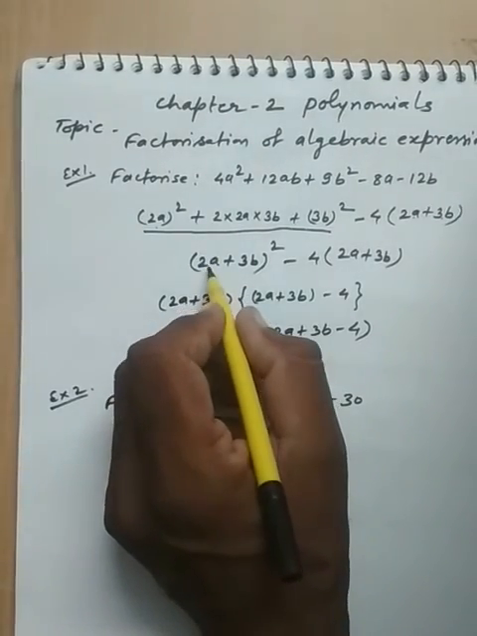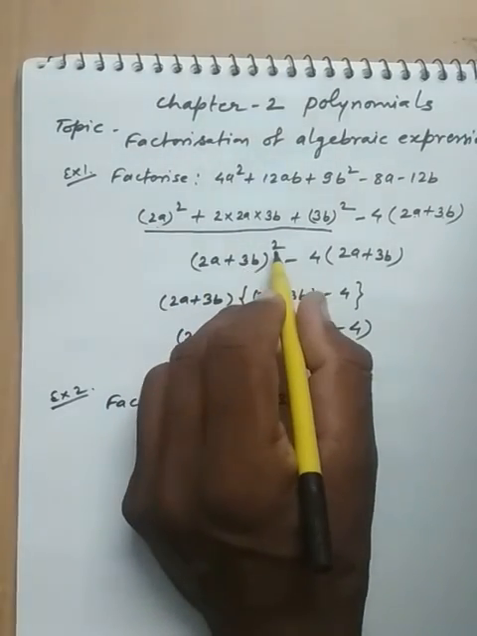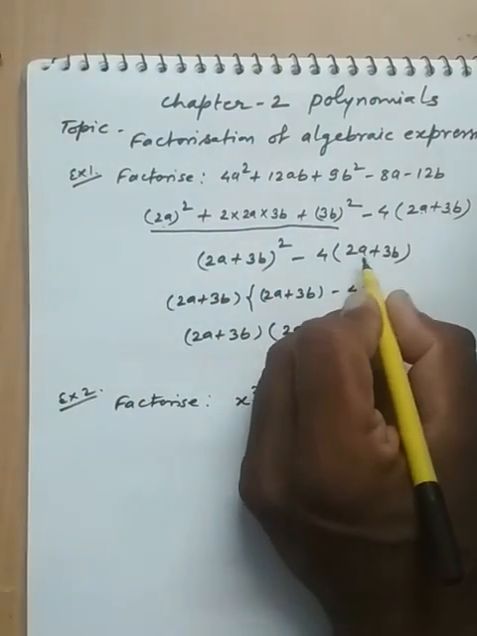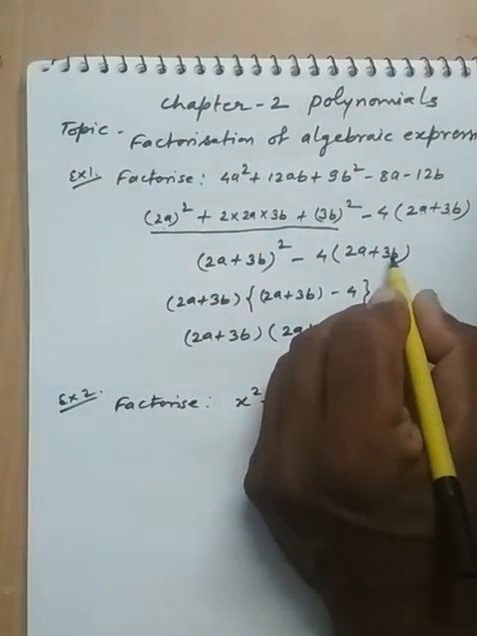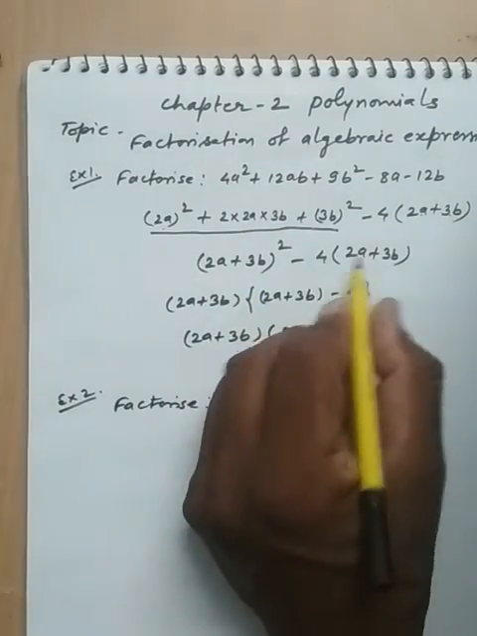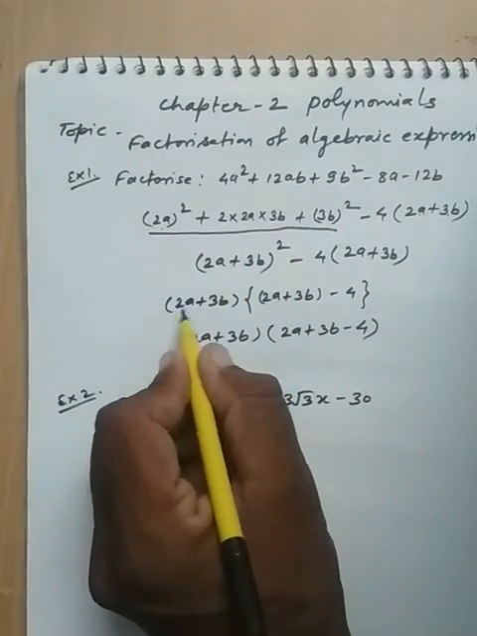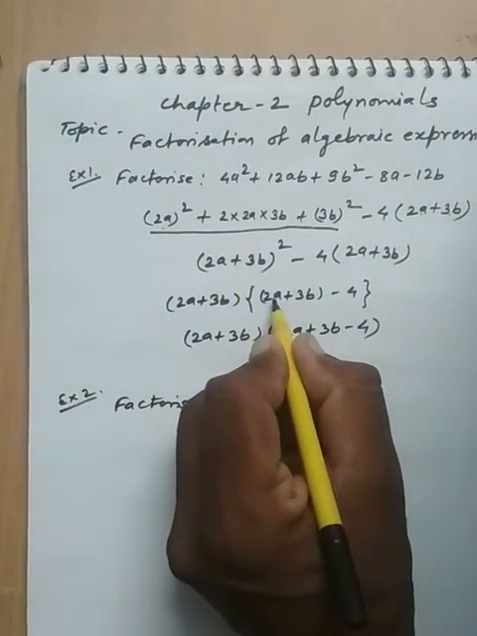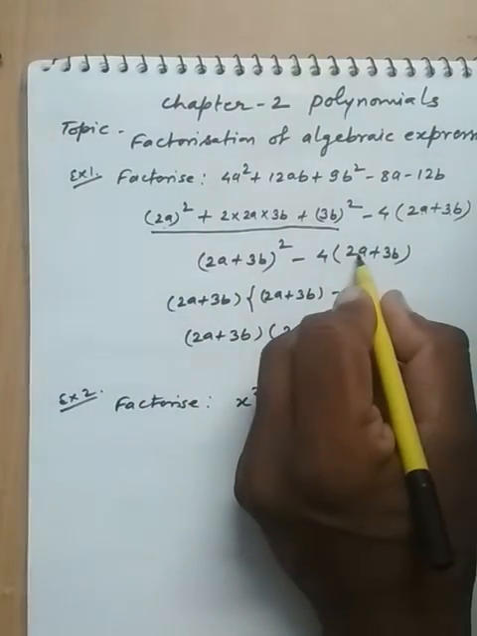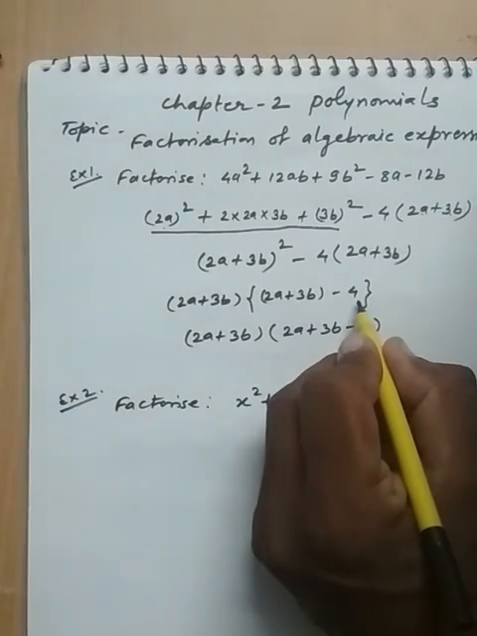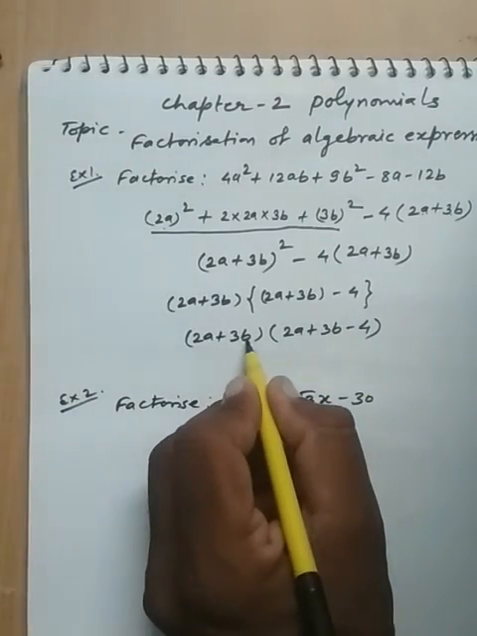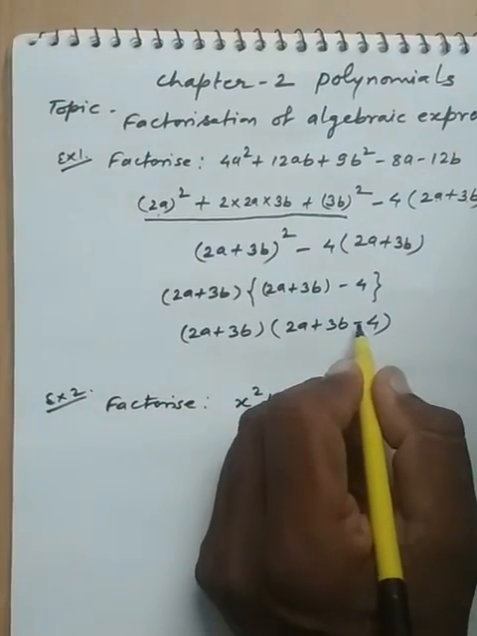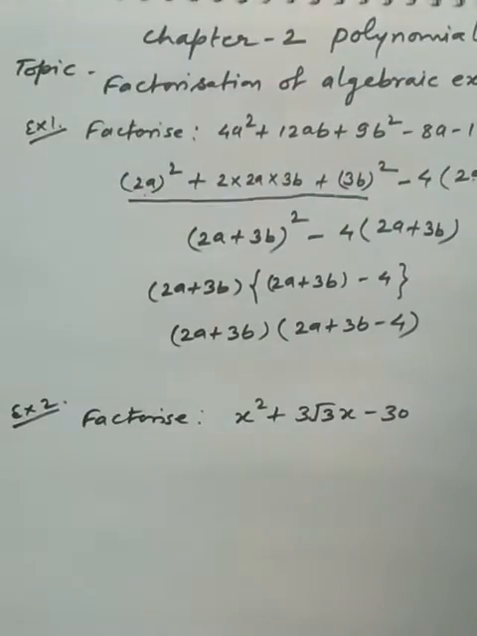In the next step, (2a + 3b)² is the first part, and minus 4 into (2a + 3b). Next, in the first bracket, (2a + 3b) is common. Here remaining 1 times (2a + 3b), and in the next term, −4 is remaining. So (2a + 3b)(2a + 3b − 4) is the factorization of the given question.